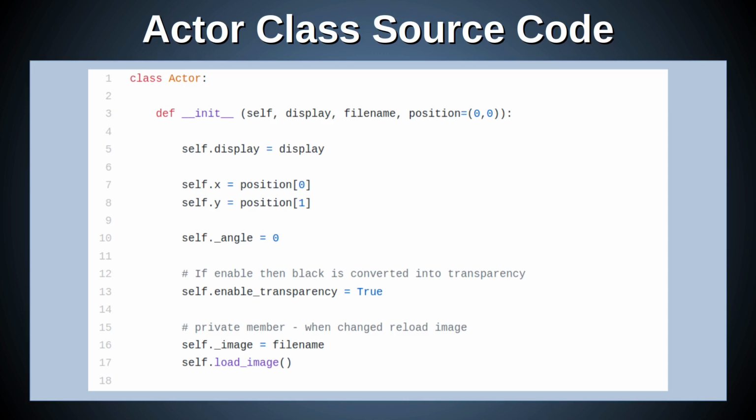This is a quick recap of the actor class code. I'll just quickly skim through the code. The constructor needs the display object to be passed to it. This is so it knows the extent of the display and how the actor will behave when off the screen. There is a new attribute, Enable Transparency, which can be disabled if you would like to be able to show true black colour instead of transparency.